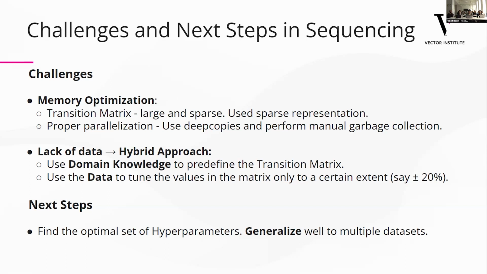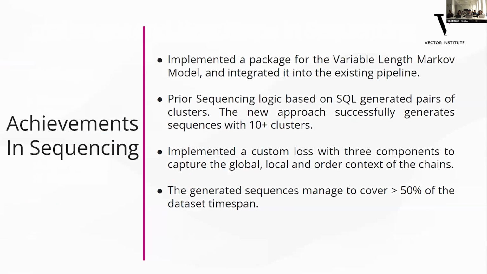Following that, there are some next steps that can still be done to improve our model. What we need to do is find the optimal set of hyperparameters. The goal is that these parameters should not be too fine-tuned on one data set, but rather should generalize well on multiple data sets.